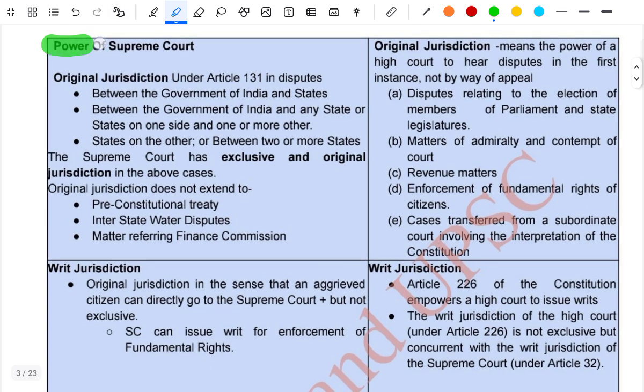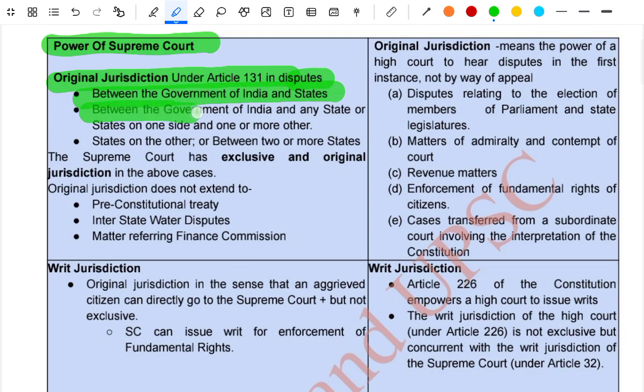The power of the Supreme Court. The original jurisdiction under Article 131 covers disputes between the Government of India and a state, between the Government of India and any state or states on one side and one or more other states on the other, or between two or more states. The Supreme Court has exclusive and original jurisdiction in the above cases.